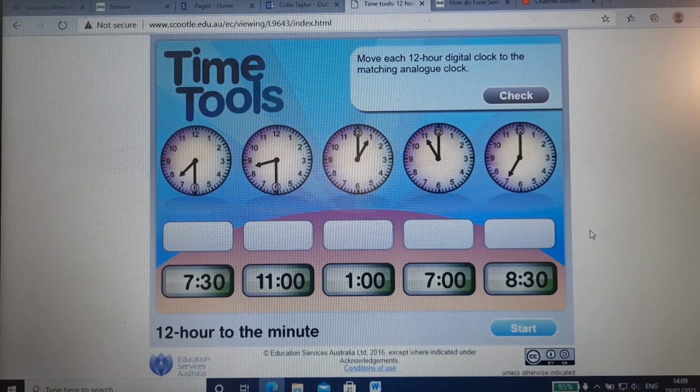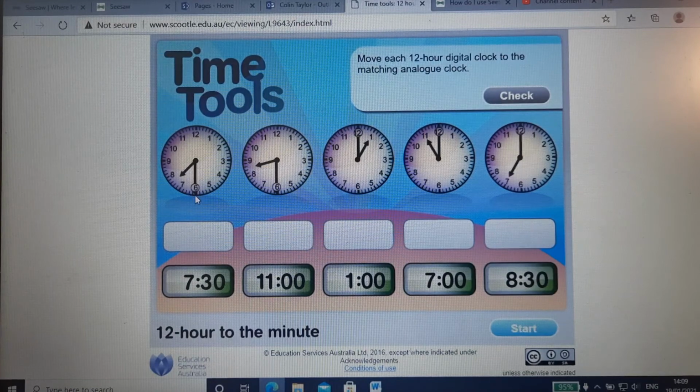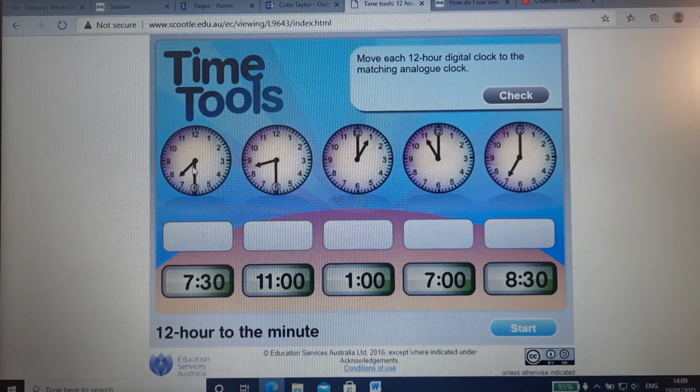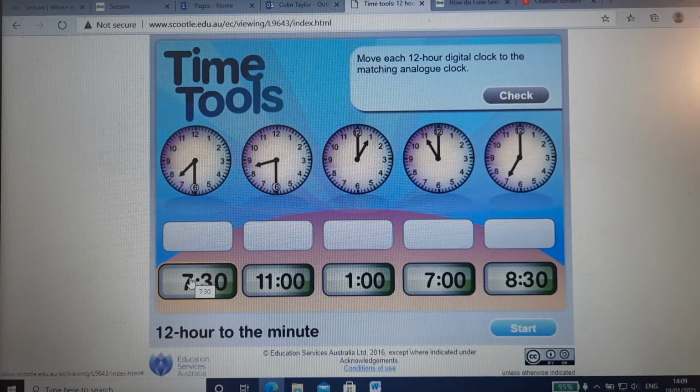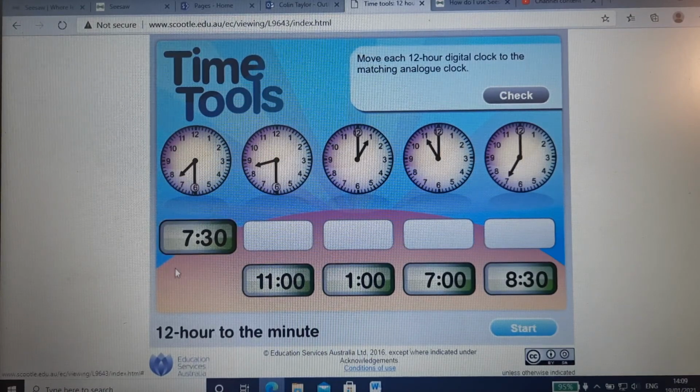So I'm going to do the first one with you. So here we go. Right, let's have a look at this time here. I can see the hour hand has just gone past the 7. And here the minute hand is firmly pointing towards the half past indicator, 30 minutes. So I'm looking at 7:30 or 30 minutes past 7. And quite comfortably, that one is straight there underneath. So I'm going to pick that up and move it there.